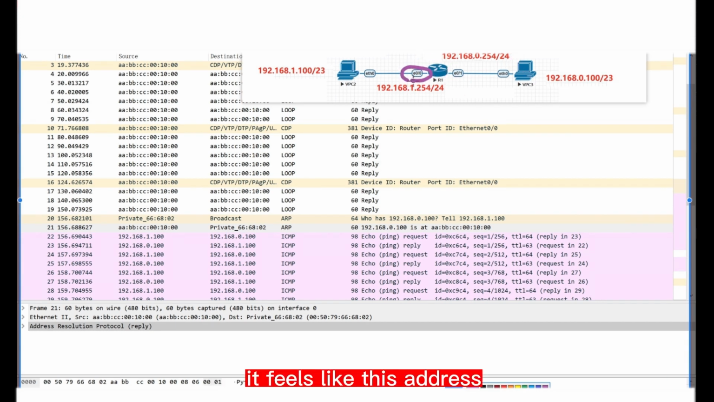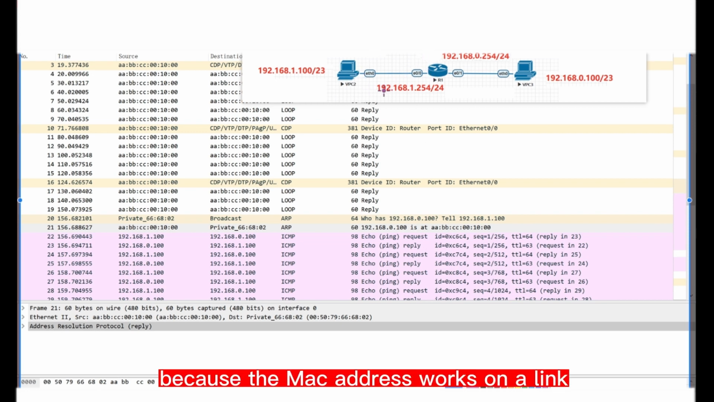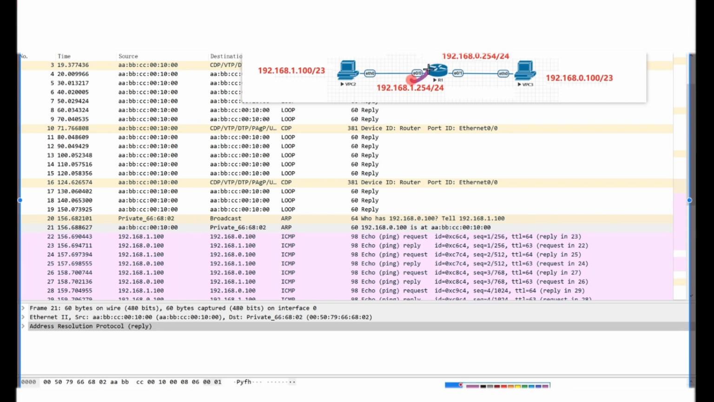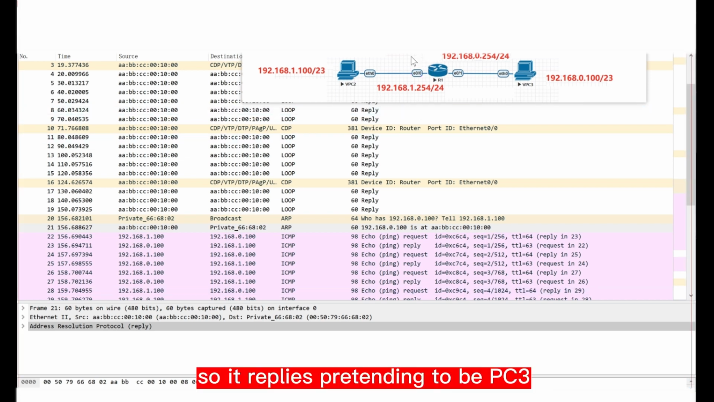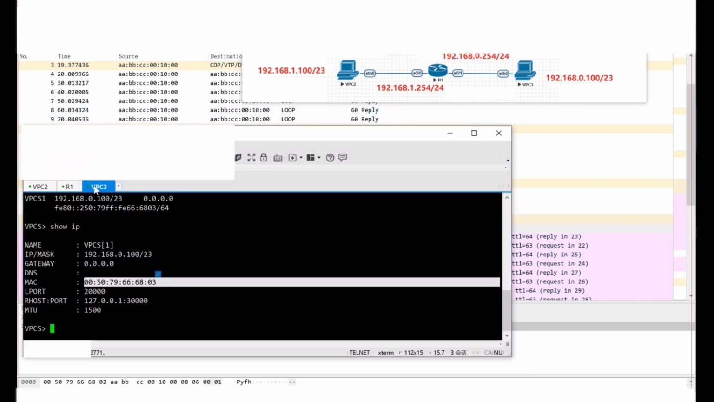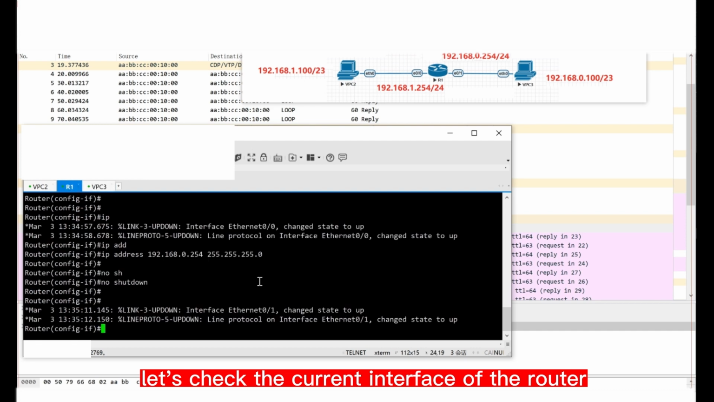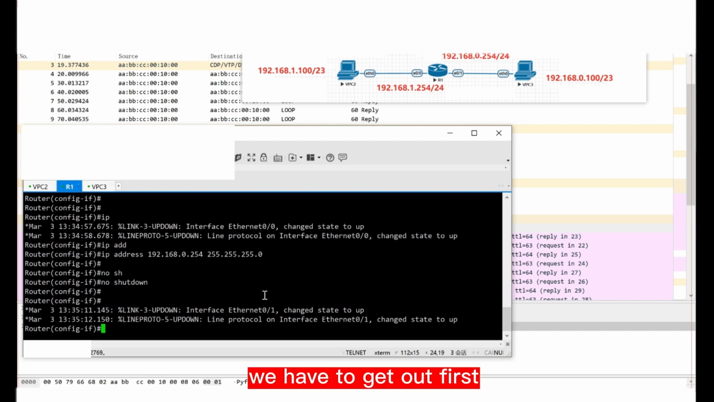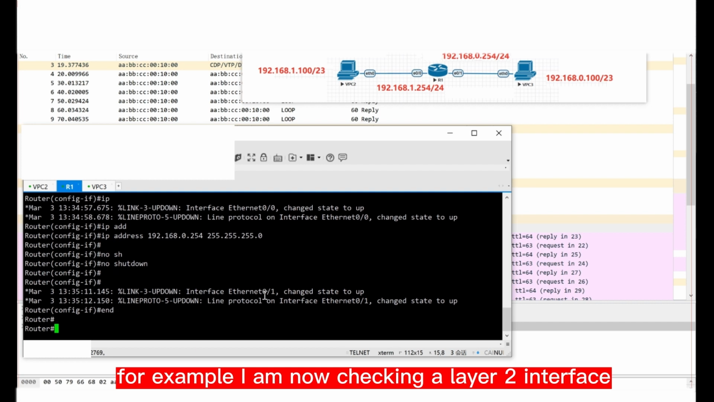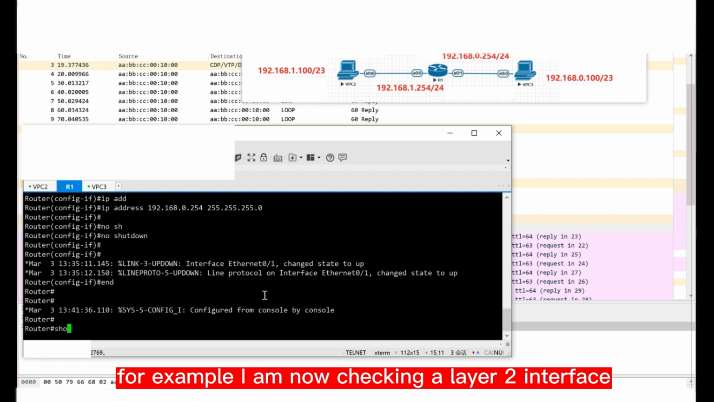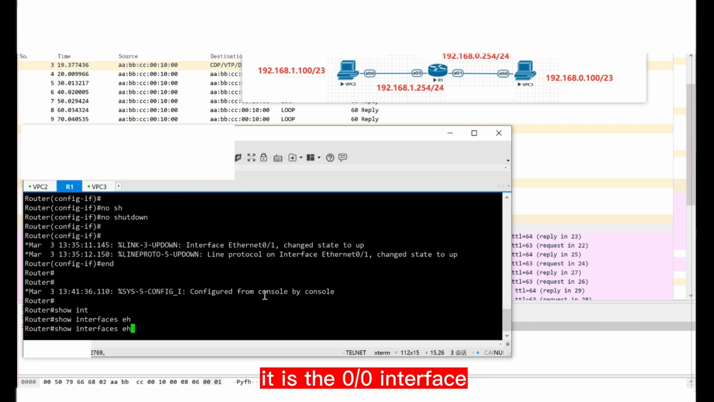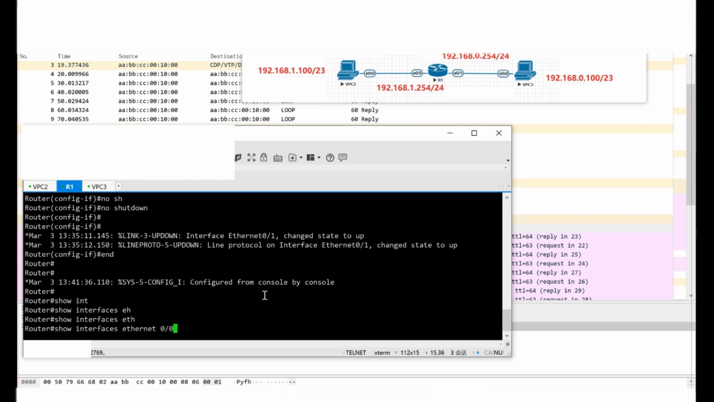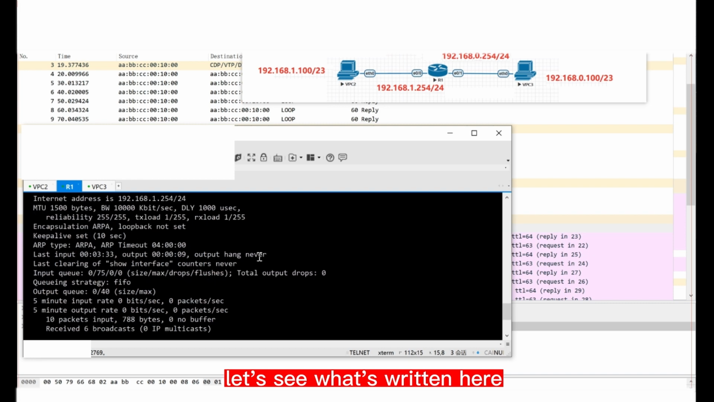Now there are only 2 of them left. It feels like this address, because the MAC address works on a link, so it is the address of this interface. So it replies pretending to be PC3. Let's check the current interface of the router. We have to get out first. For example, I am now checking a layer 2 interface. I'm going to see Ethernet 0/0 interface. Let's see what's written here.